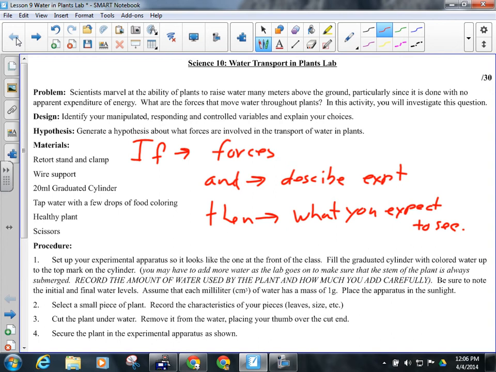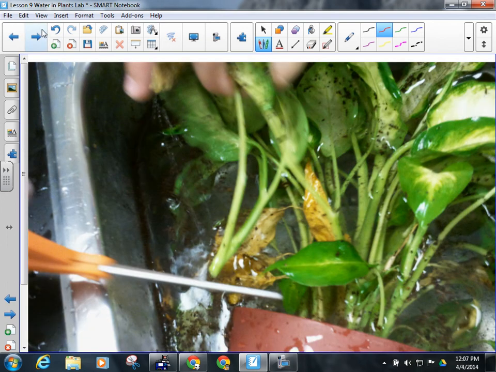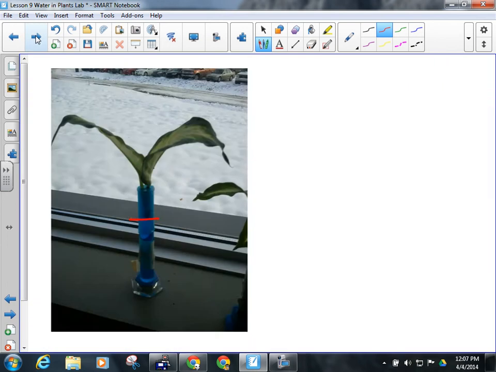What do you need to record today? You need to record the initial volume of water and take a picture of your plant. I would say take close-up pictures of the leaves, because we want to see if there are any changes in the leaves by Monday.